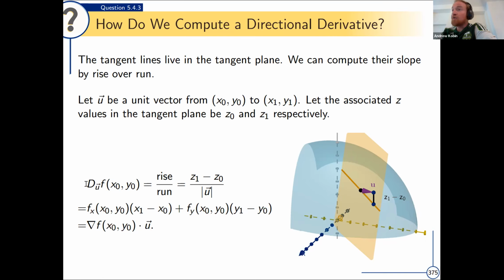So again, this is a new formula for the directional derivative. It's a little easier to work with than the limit formula a couple slides ago. And the formula says that the directional derivative in the direction of u of our function at a particular point x naught, y naught is equal to the gradient vector at that point dotted with the unit vector of direction.